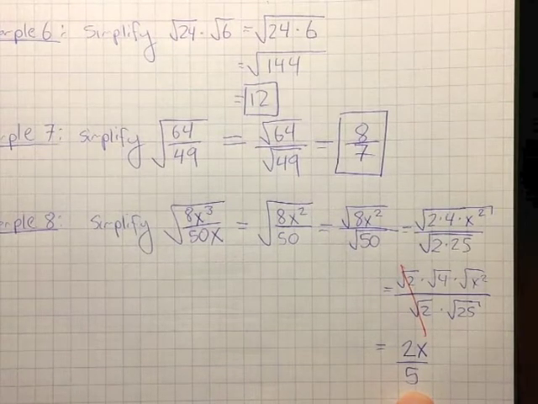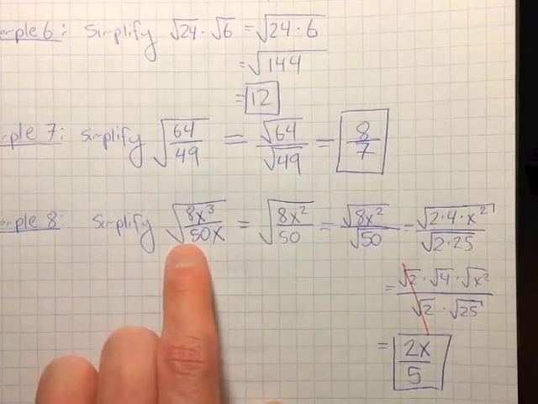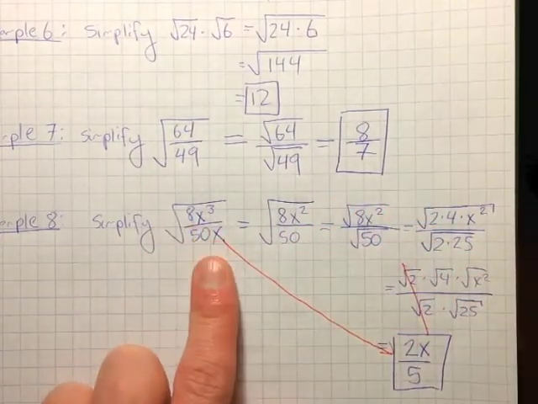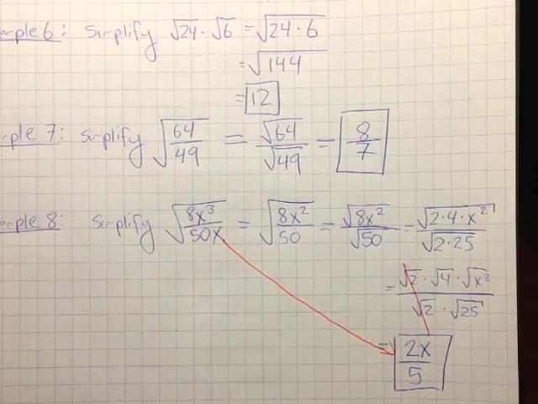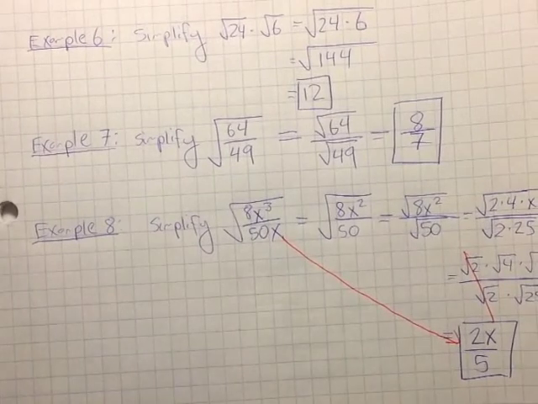2 times x divided by 5. Turns out that is the simplest form of this expression. And in this case, thankfully, it actually does look a lot simpler than what we started with. Okay? So that is all of the examples that I'm going to do for now. So I hope that you are ready to start practicing.